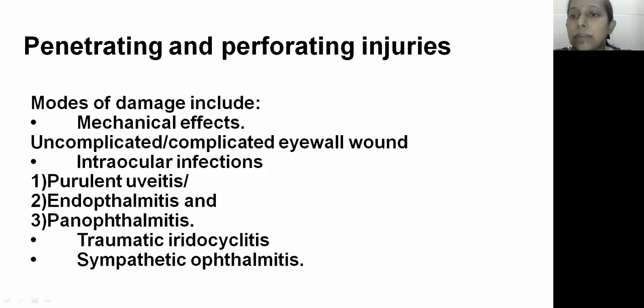Then the penetrating and perforating injuries. Modes of damage include mechanical effects, that is uncomplicated or complicated eyeball wound, and intraocular infections, which may involve purulent uveitis, endophthalmitis and panophthalmitis, traumatic iridocyclitis, then sympathetic ophthalmitis. So these are included under penetrating and perforating injuries. We will see it in detail.